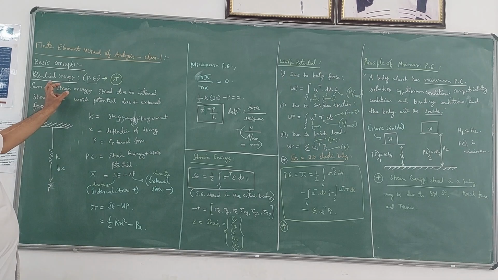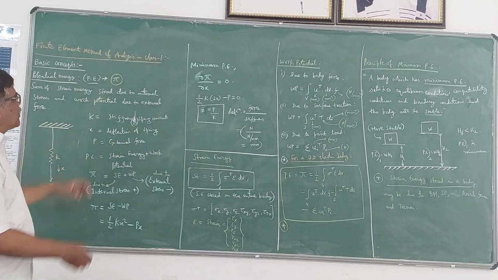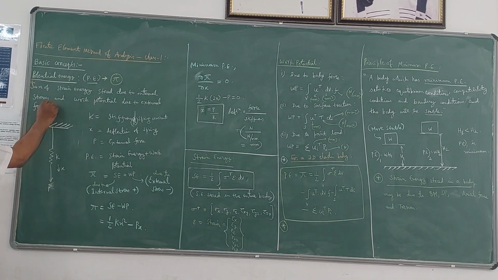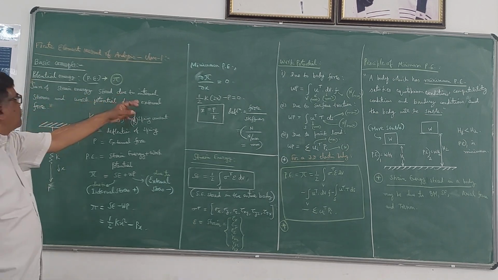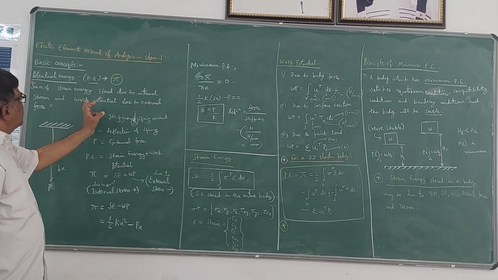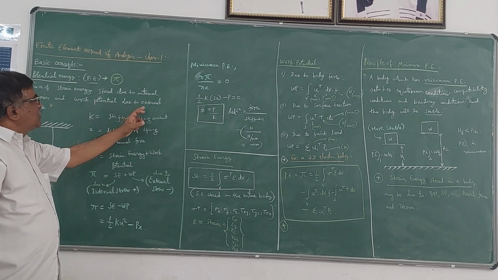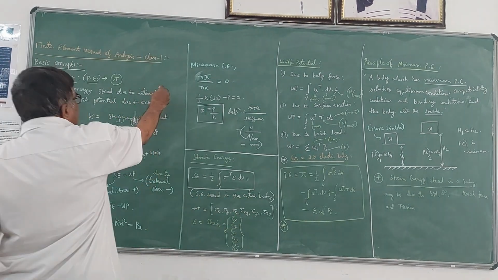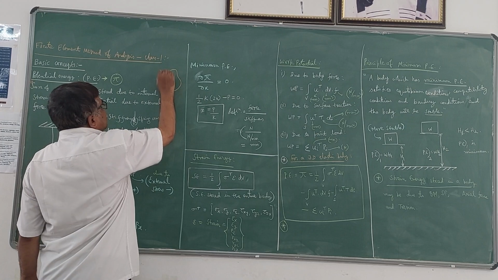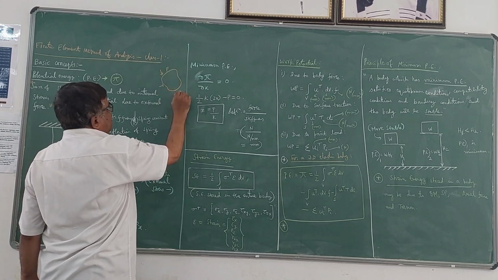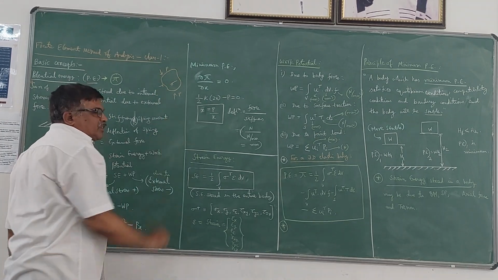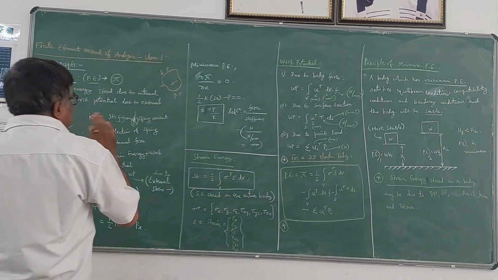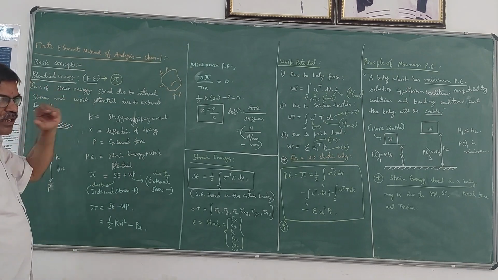structural analysis, potential energy, which is denoted by capital pi, is nothing but the sum of strain energy stored due to internal stresses and work potential due to external force. So there are two things. When external force acts on a body, internal stresses will develop within the body. So the combination of those two energies can be taken as the potential energy.